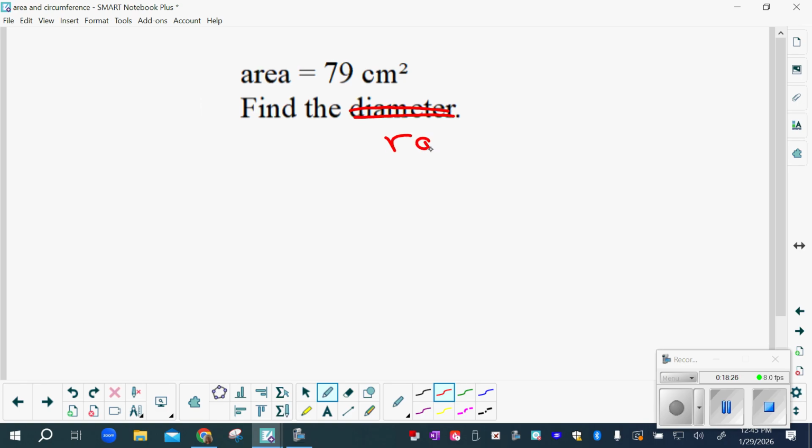Okay, try this one. There you go. Find the radius all by yourselves. And then let's do the diameter. Find the radius by yourself. We're going to use that square root button. I love that. I love the square root button.